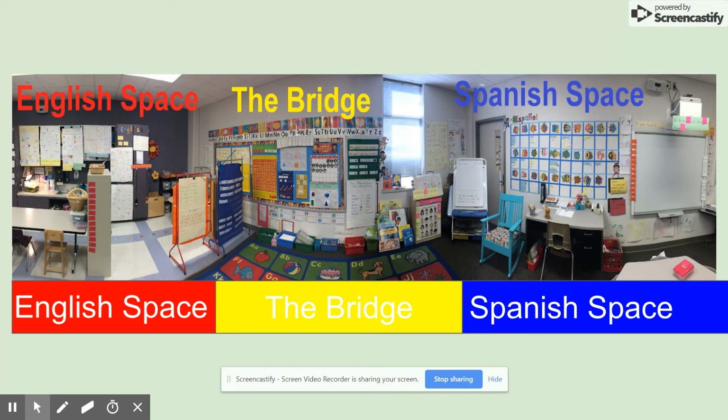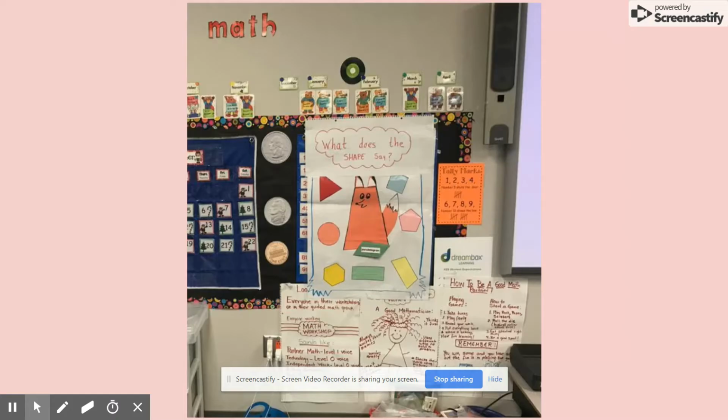So looking at this panoramic photograph again, you can see the teacher used the physical space to really break up those three linguistic areas. But not every classroom is designed like that. Some teachers have to get creative and really use the color to set apart their areas.